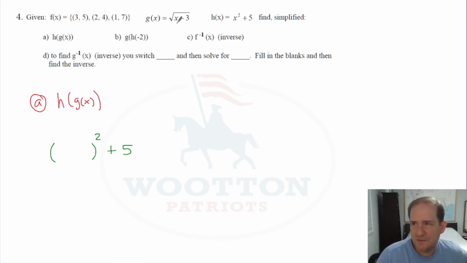So it's like we're getting x squared plus 5. But we're taking this radical function, root x minus 3, and we're plugging it in where x used to be. So we get the entire function g squared plus 5. And then you just simplify this. Now we're squaring a radical, so that gives us x minus 3. Sure. Then we're adding 5, and that gives us x plus 2.